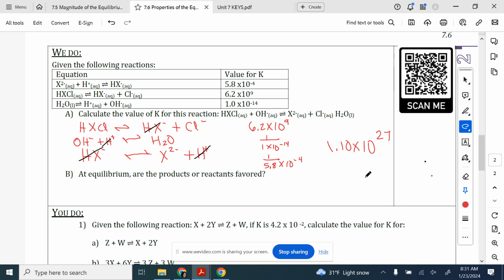What's my unit? Nothing. K's don't get units. All right. What does this say? Which is going to be favored, my products or my reactants? Products. Very much so.